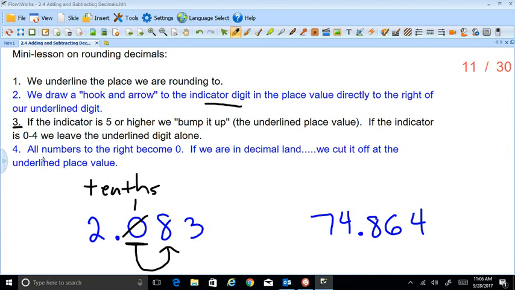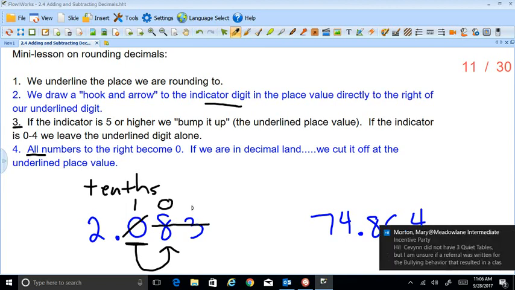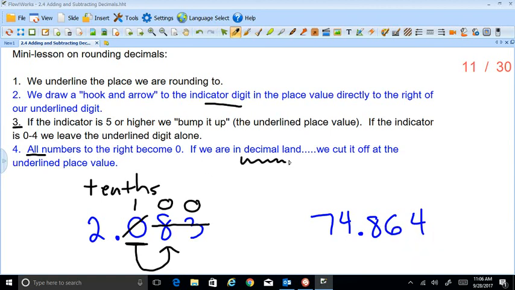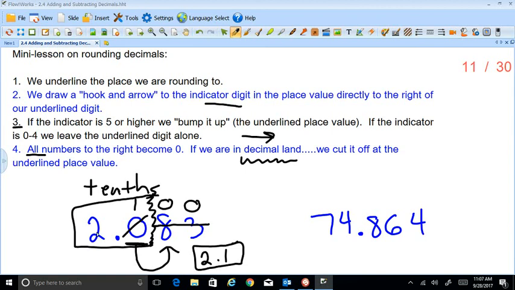I'm on step 4 now. All the other numbers to the right of the underlined digit become zeros. So this becomes a 0, this becomes a 0. And if we're dealing with decimals, which in this chapter we are, anything to the right of the decimal, we cut it off at the underlined place value. Meaning, if we're rounding to the tenths, I want that tenths digit to be my very last digit. So my actual final correct answer is simply 2.1. That is 2.083 rounded to the nearest tenths.